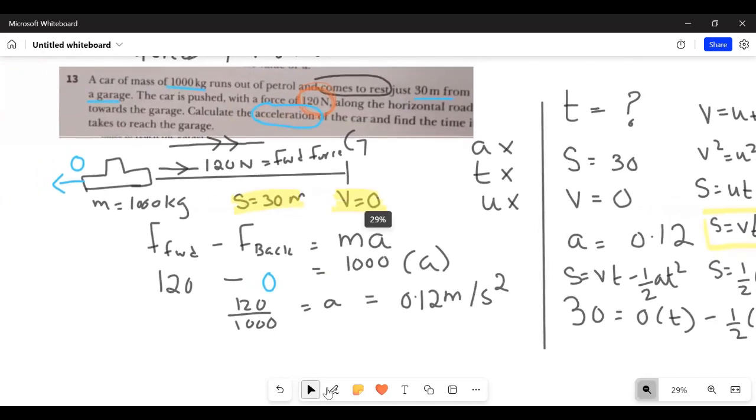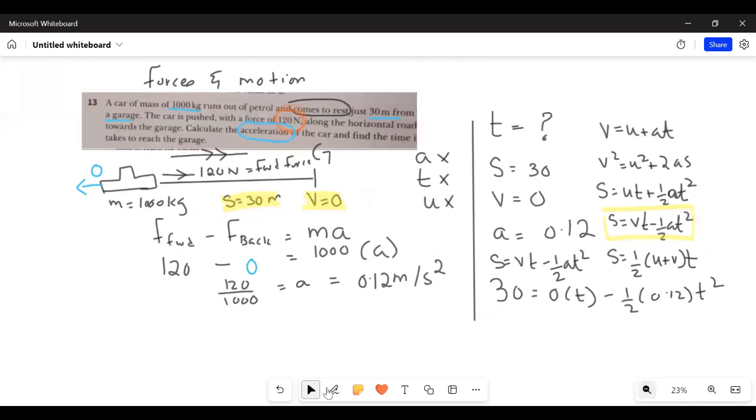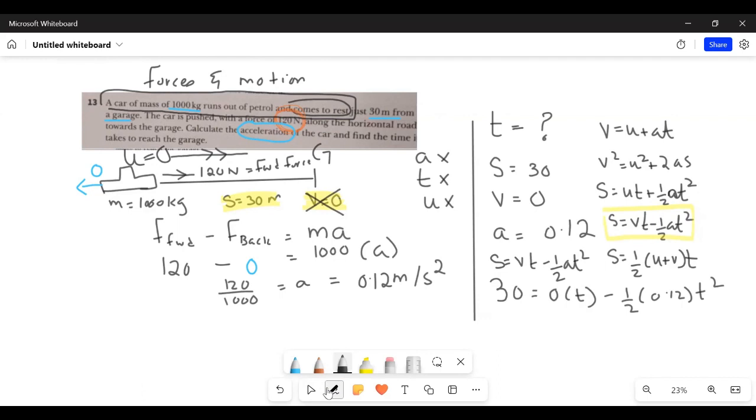Oh, I made a huge blunder here. ये जो comes to rest है ना, वो यहाँ पे होता है. My bad. V is not 0. A car of mass 1000 kg runs out of petrol and comes to rest 30 meters from garage. So U is supposed to be 0, not V. U is 0. Okay, because it ran out of petrol and it stopped here 30 meters before it reaches the garage. So U 0 था, not V. So अब ये change होगी equation.